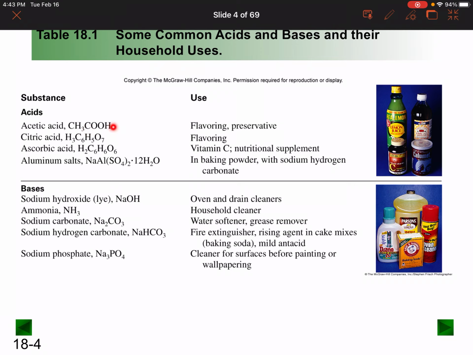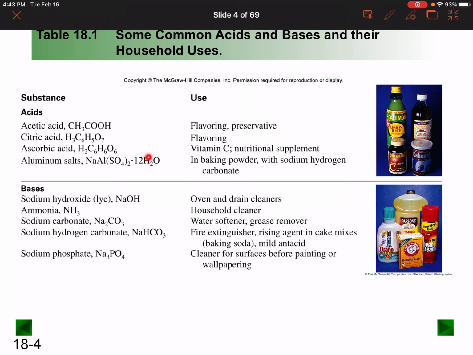In vinegar, right? So you use vinegar at home, and it's very popular among us that apple cider vinegar has a lot of health benefits. So acetic acid is the acid that you find in vinegar, and it is a flavoring and also a preservative. And citric acid, another acid, again it's a flavoring. Ascorbic acid, we find in vitamin C.